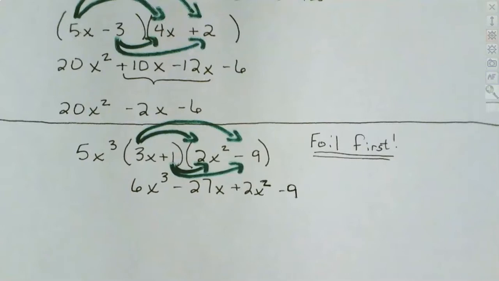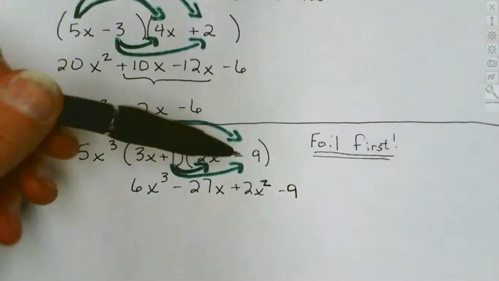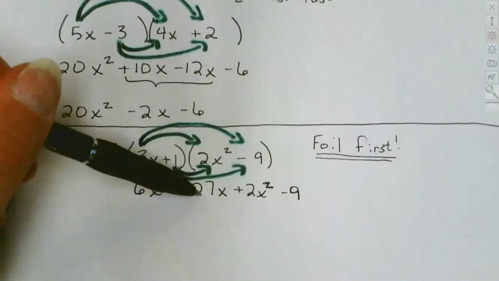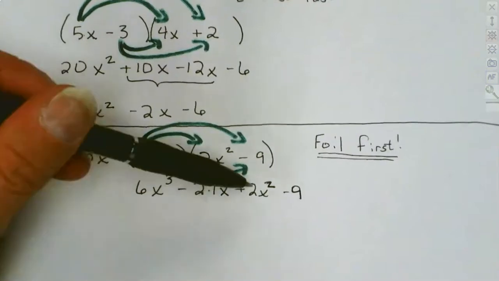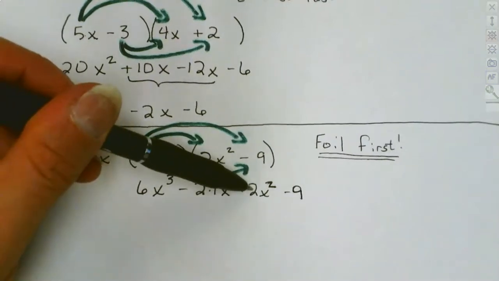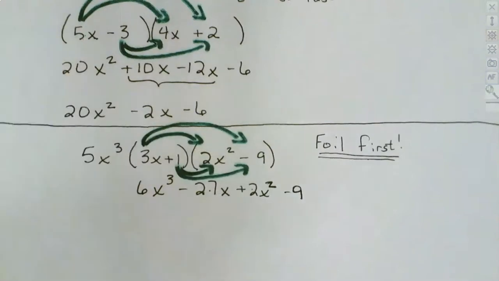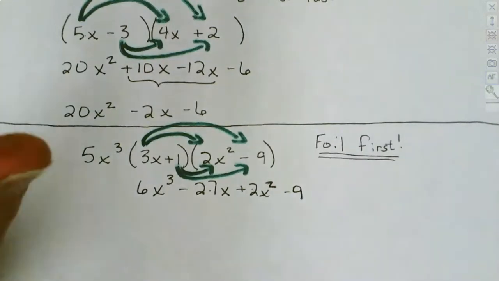I made this one on purpose to where you can't combine the middles together. Why can these not go together here? They can't go together because one's x and one is what? X squared. So they can't go together. Most of the time they can. All right? But I just made this example so you would see that that doesn't always work.